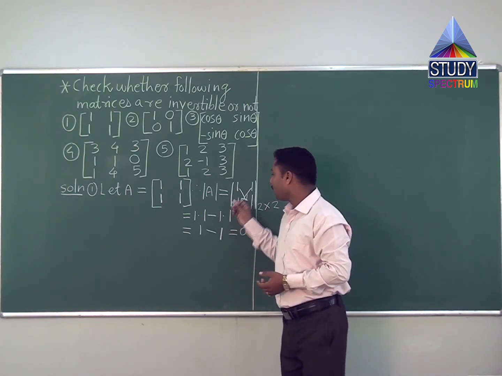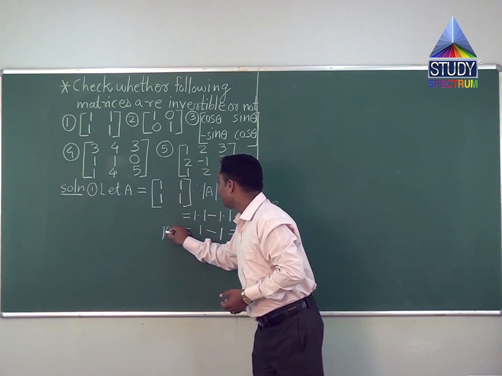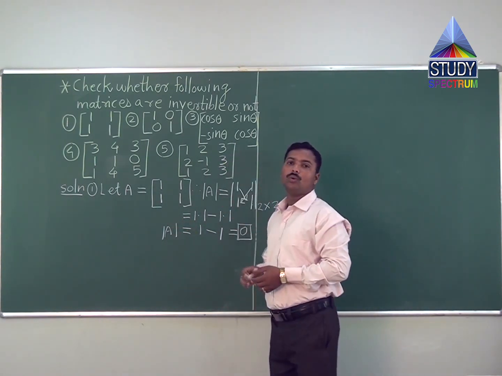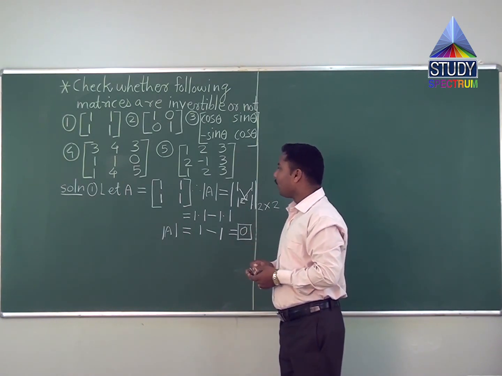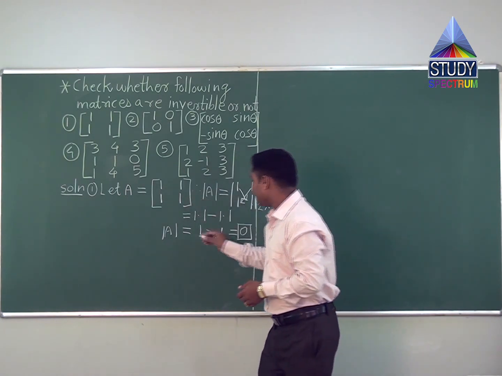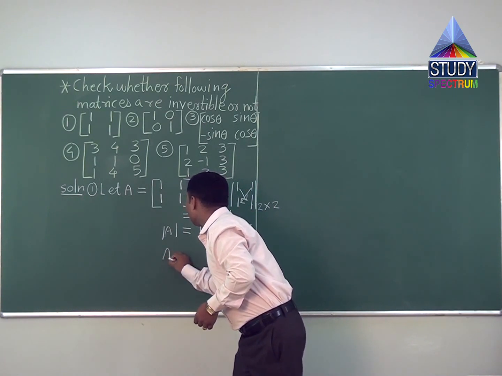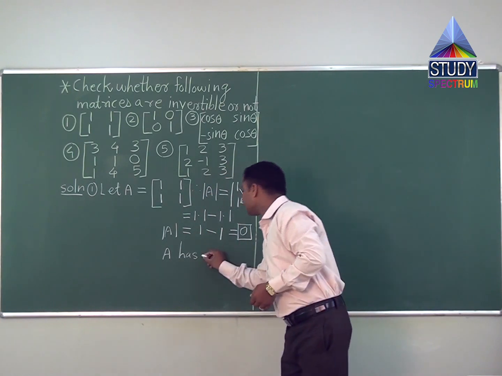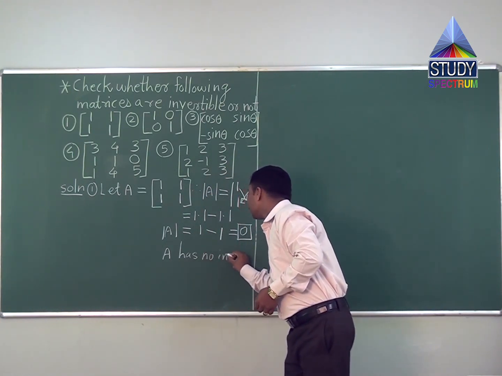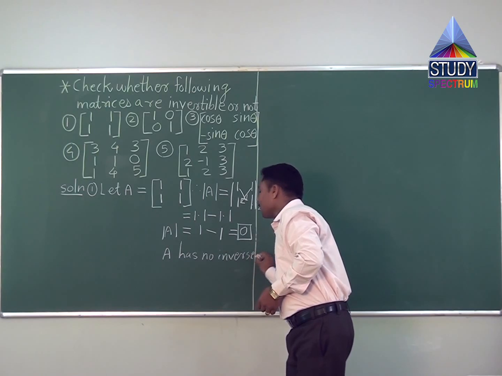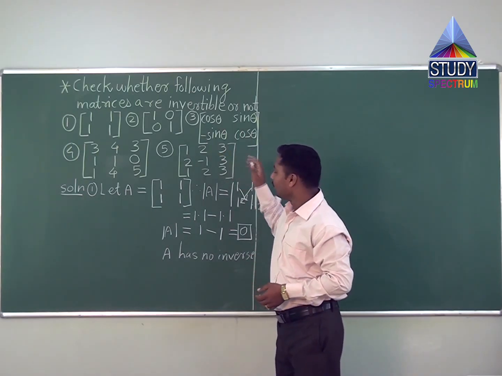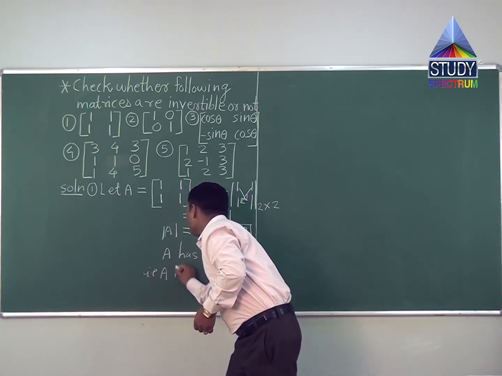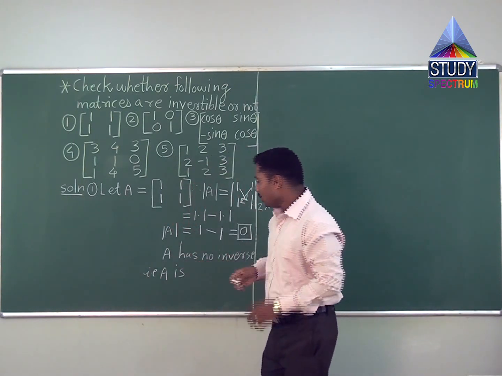So determinant of A equals 0, and therefore this matrix A has no inverse, meaning A is not invertible.